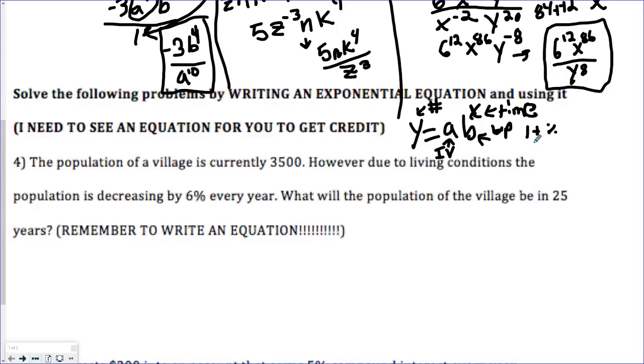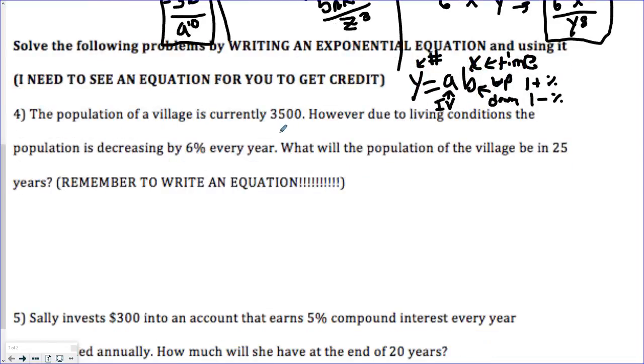So B is 1 plus the percent if you're going up. If you're decreasing, so if you're going down, then B is 1 minus the percent because you're going down. So B depends on whether you're going up or down, whether you're increasing or decreasing. Everything else is consistent. So if we look at number 4, the population is currently 3,500.